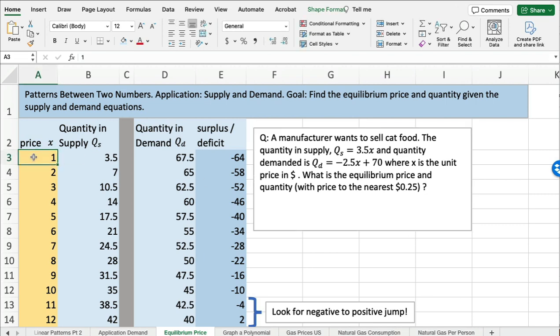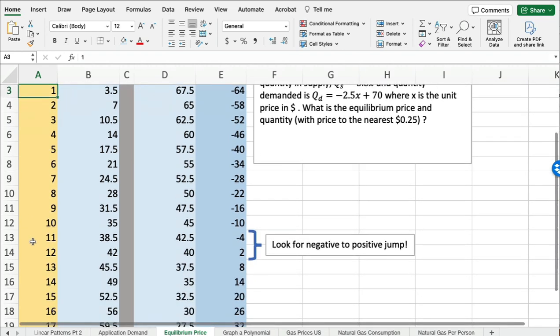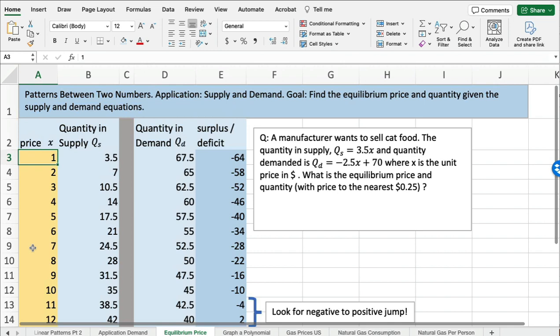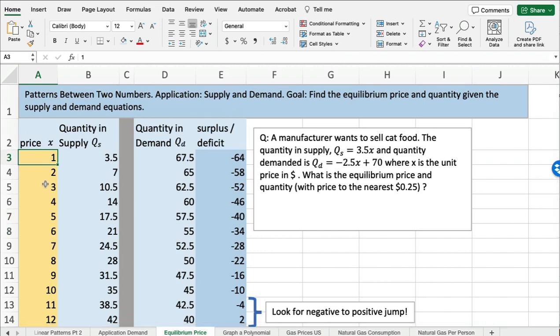When we set up our spreadsheet, we're just going to choose a whole bunch of values of X over here, starting with the number one, just whole number dollars, $1 all the way down to $18 for now. If we need to extend it further, we can, but let's just start with that. We could even go all the way down to 20 if we wanted to.